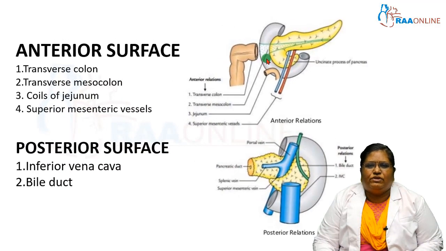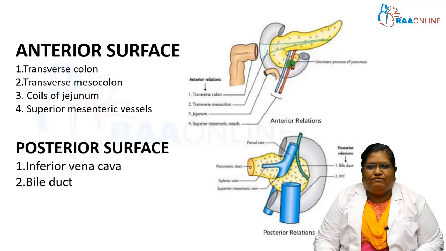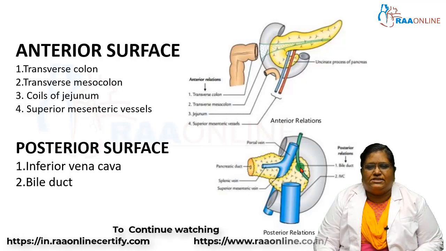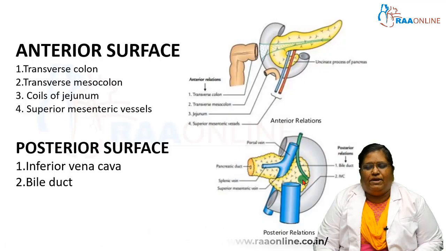The anterior surface is completely covered by the peritoneum, and the structures related to it are the transverse colon, this is the transverse colon and this is the transverse mesocolon. You can see the coils of jejunum and the superior mesenteric vessels, including both the artery and the vein. This is the artery and this is the vein. The posterior surface of the head of the pancreas is related to the inferior vena cava and the bile duct. So this is the posterior relation of the head of the pancreas.